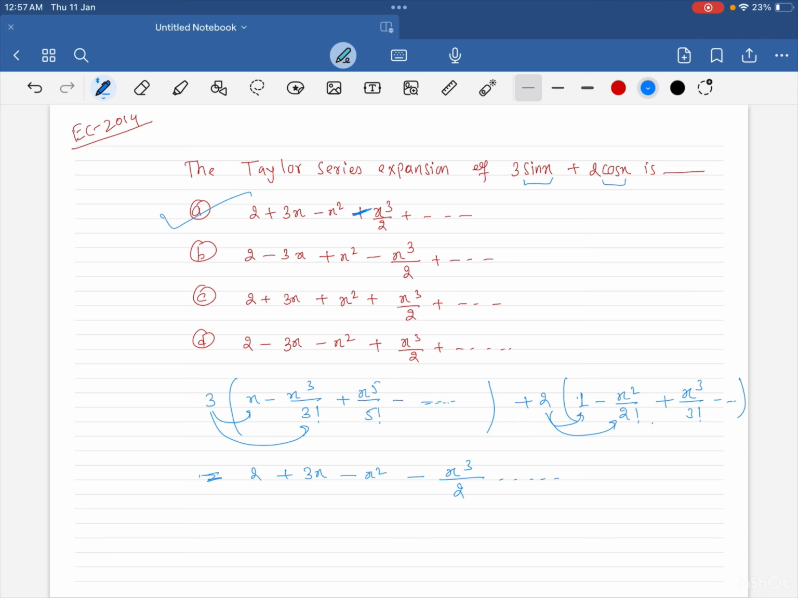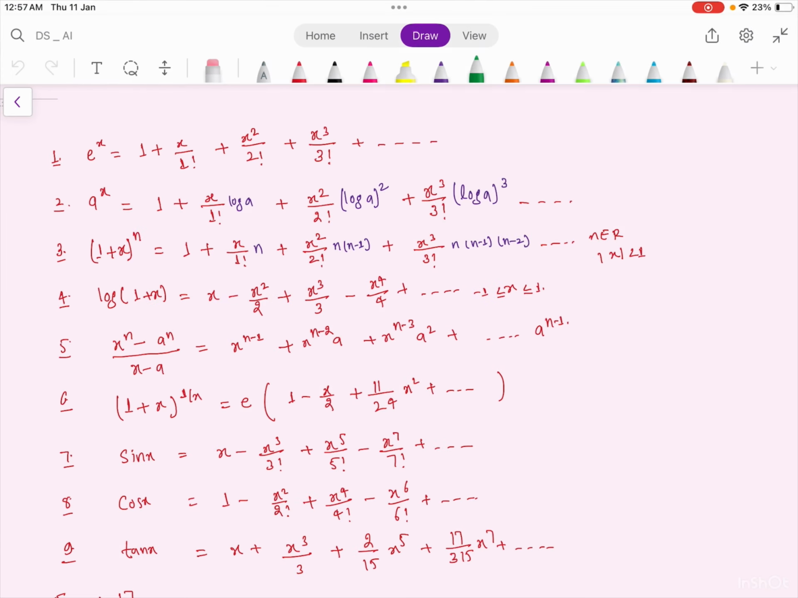So you can have a look at these series that are important, right? sin x, e to the power x, e to the power x, right? 1 log 1 plus x.